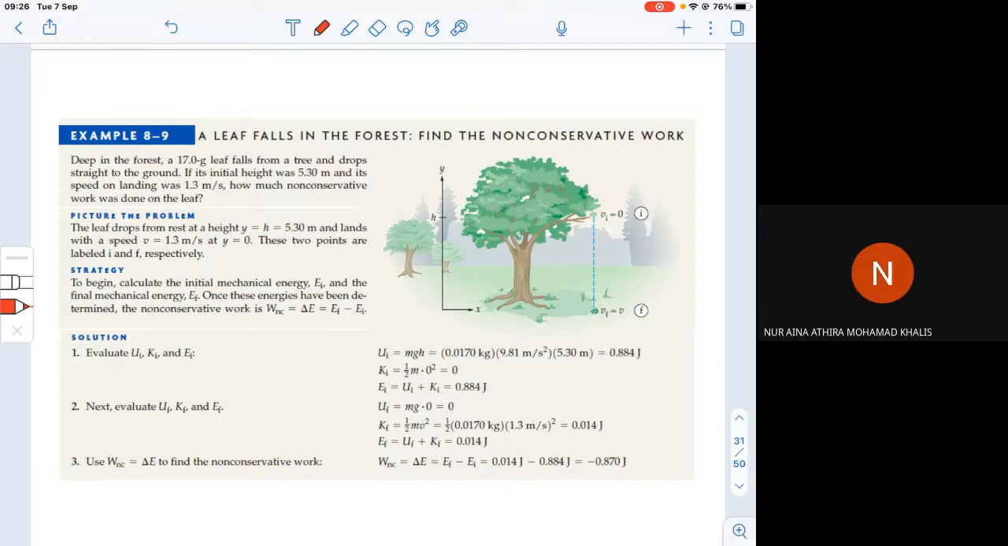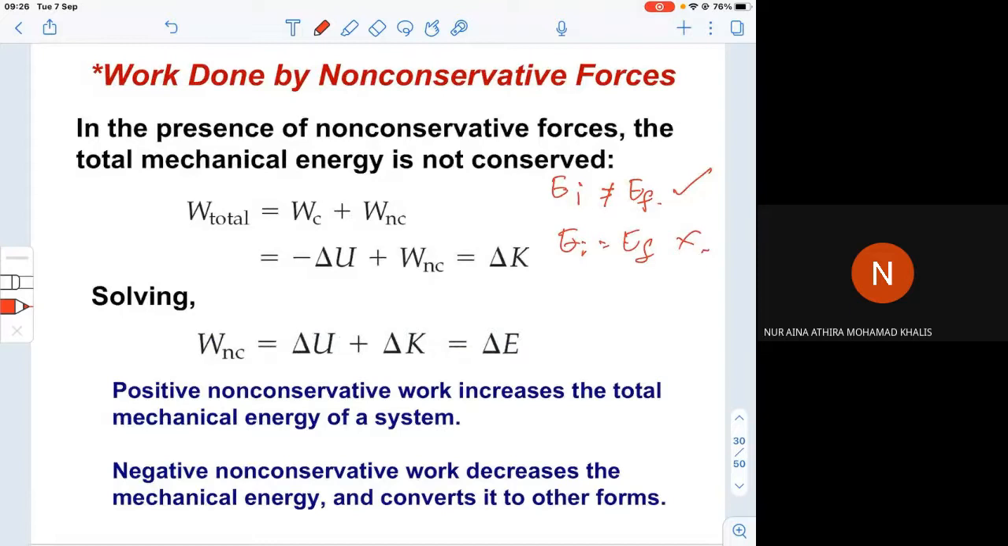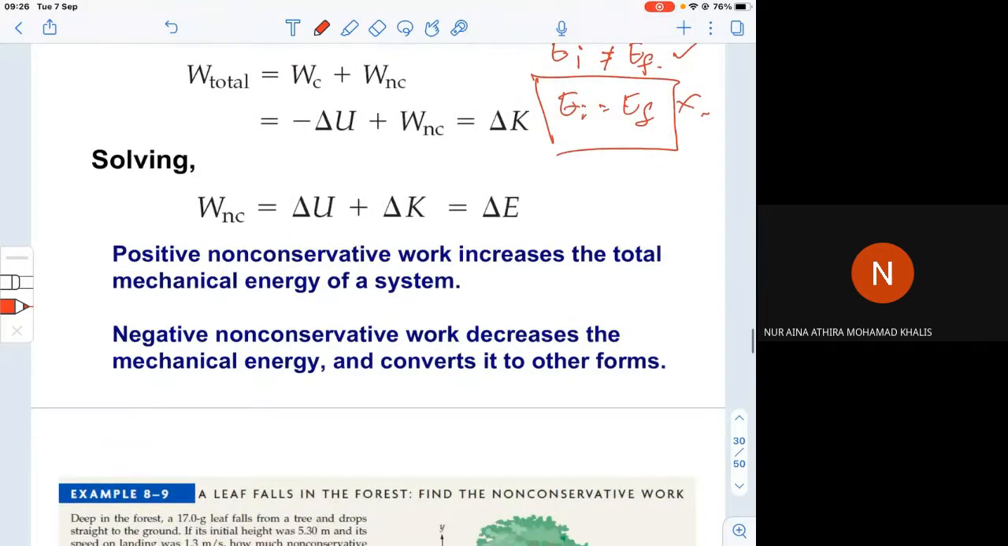Basically, I just said before this that we cannot say energy initial equals energy final. But we need to calculate the non-conservative work. So how do we calculate it? We must use energy initial and energy final, yes, but we must consider that the initial value cannot equal the final value, because some energy is converted to other forms.